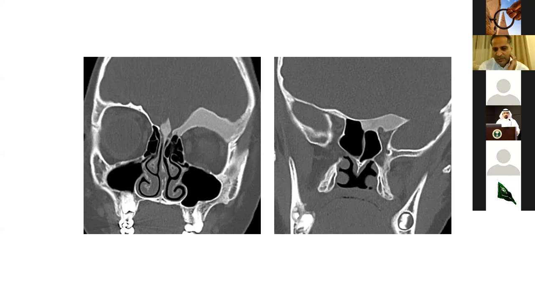The treatment for this one is just observation. You cannot go and do something major for it. Radiation therapy has been a trial, but it's not really that effective in these conditions. And you cannot excise all the bone involved. So observation may be the best choice for this kind of mass in this patient.